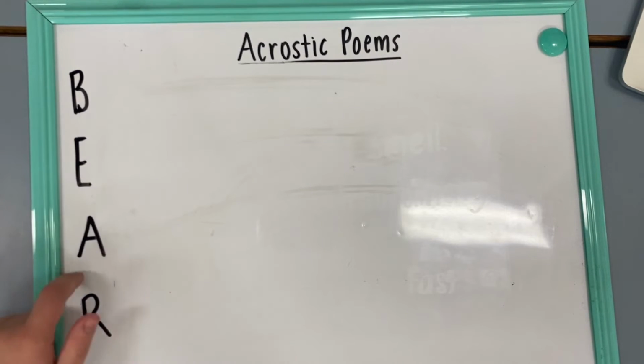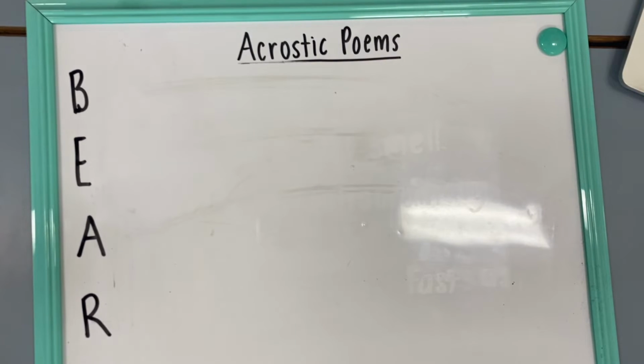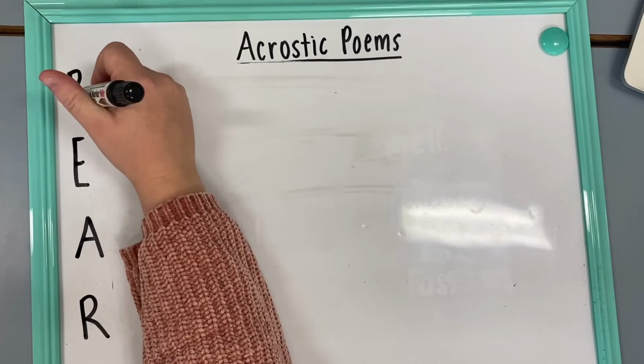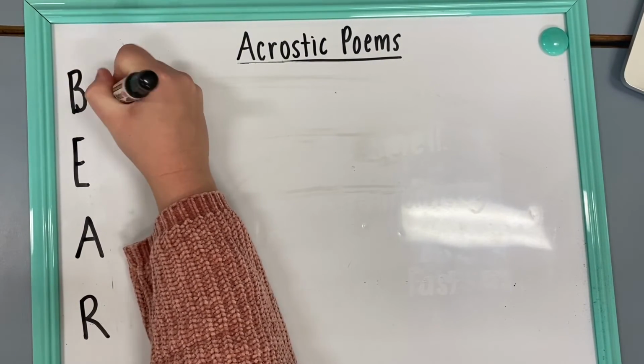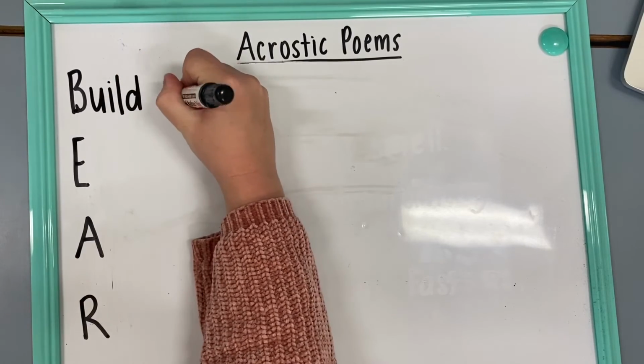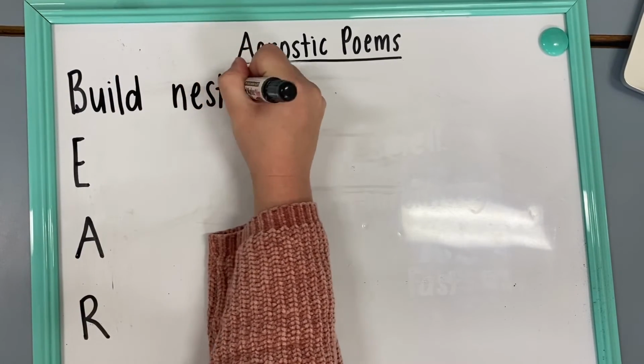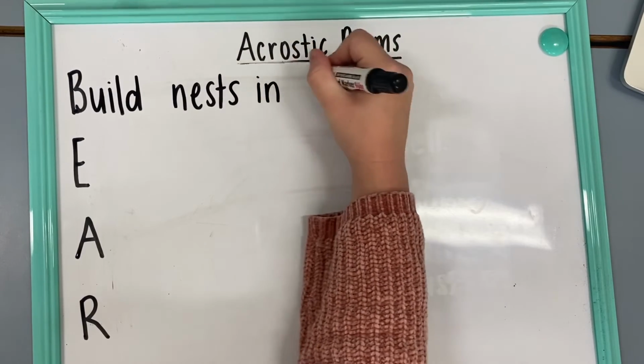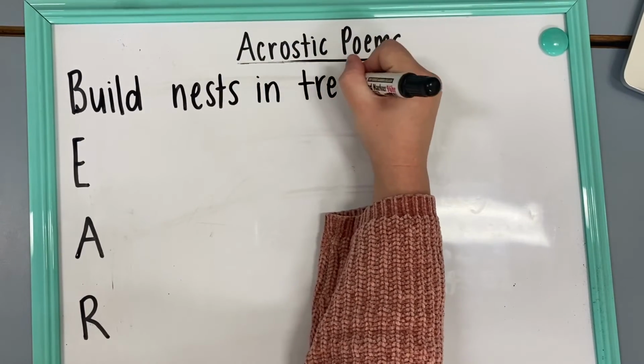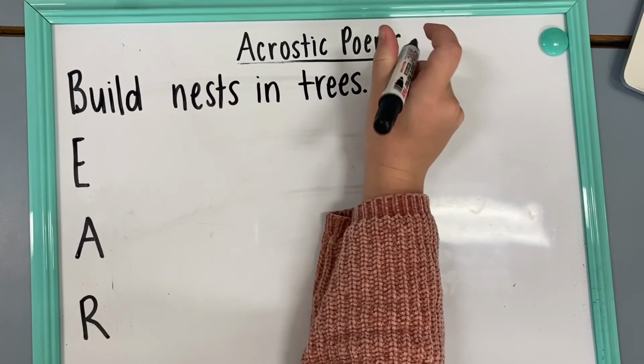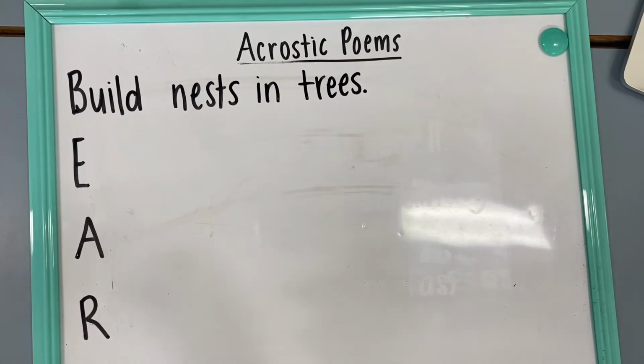So I've got my starting letters, and I'm pretty lucky with this first fact that I've got because I know that it starts with the letter B. Now, some types of bears actually build nests in trees. So that's going to be my first phrase, that bears build nests in trees. Now, when we get to the end of our phrase, making sure to put a full stop so that we know that we've finished it.